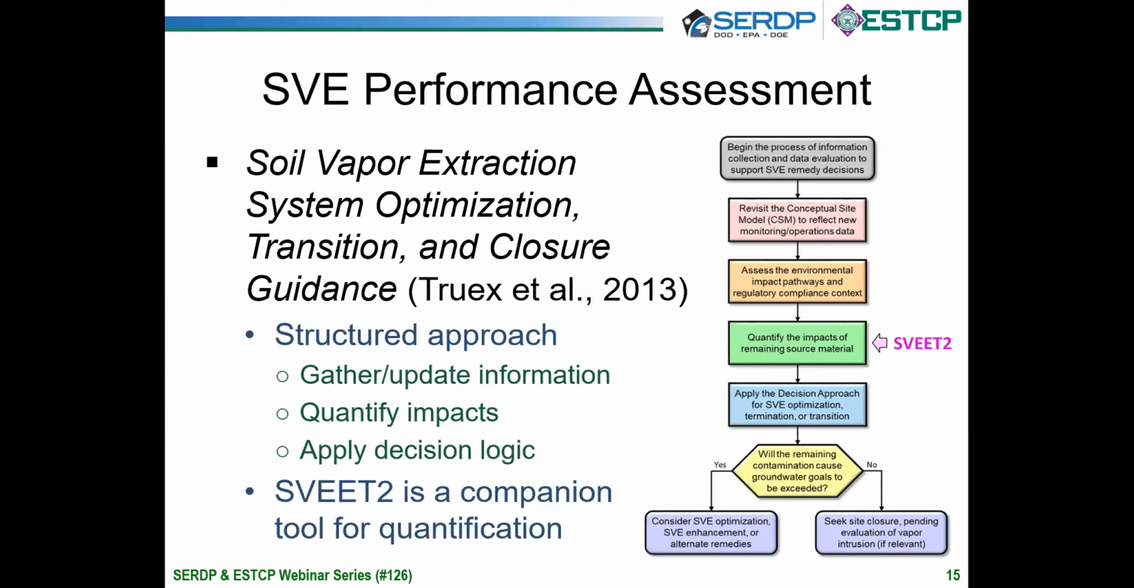You want to update the environmental impact pathways and regulatory context if those may have changed. Then you want to quantify some impacts. What are the impacts of the remaining source? And finally, apply a decision logic to determine what is the endpoint for the system. Do you need to optimize it? Can you close the site, etc. So the SEET software tool comes into play in that quantification portion to quantify those impacts.